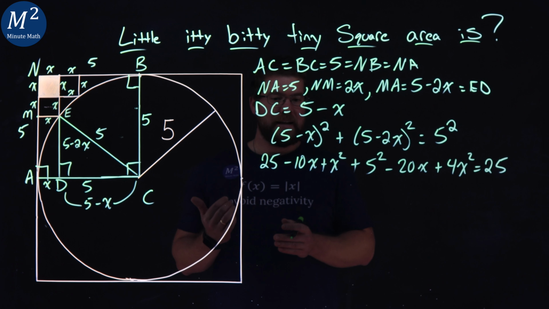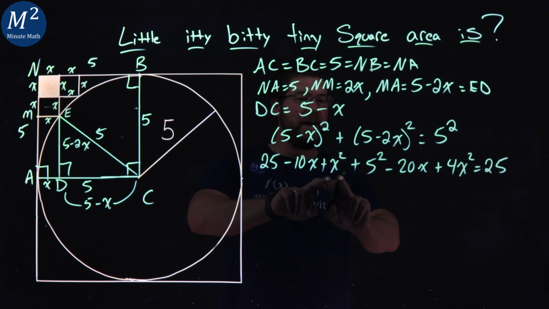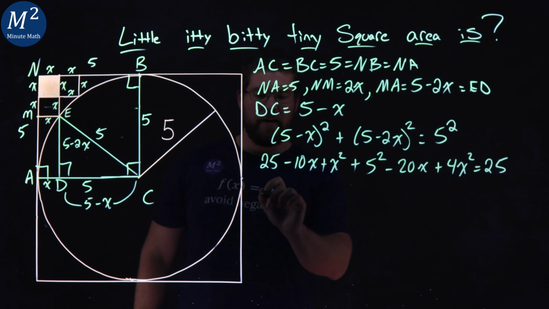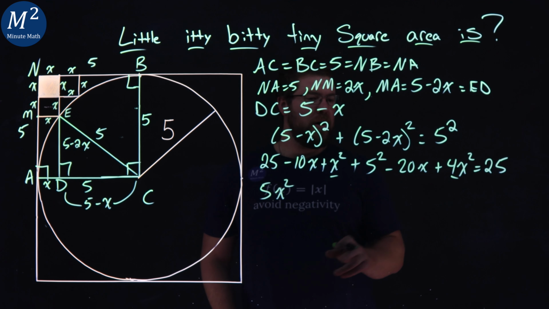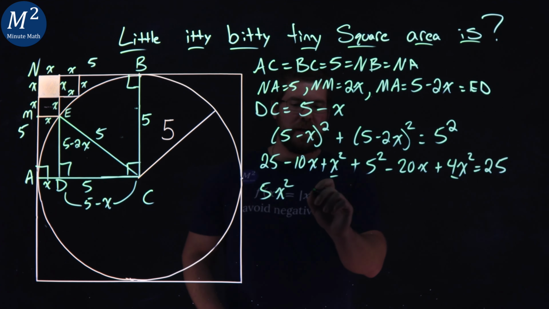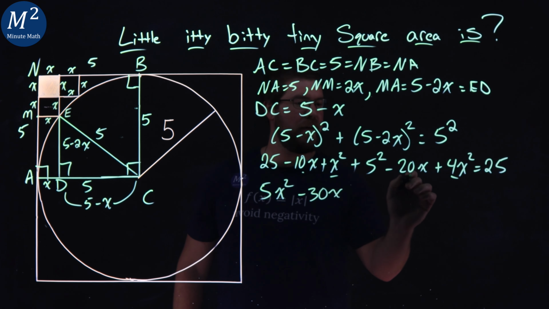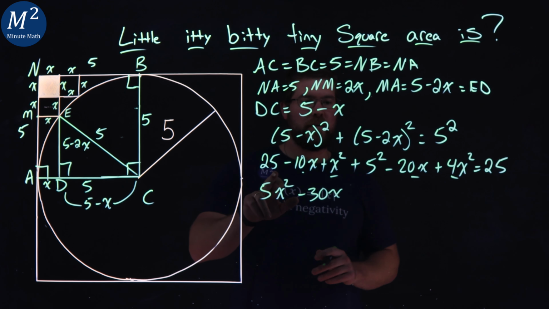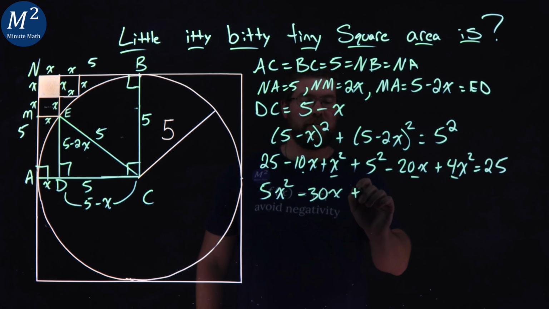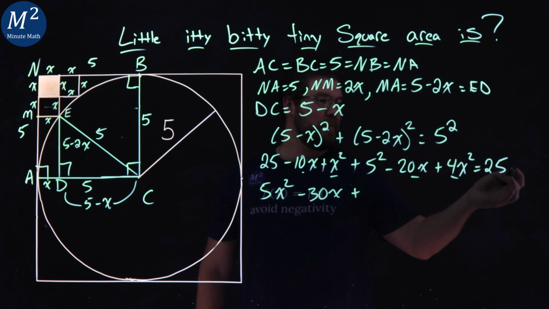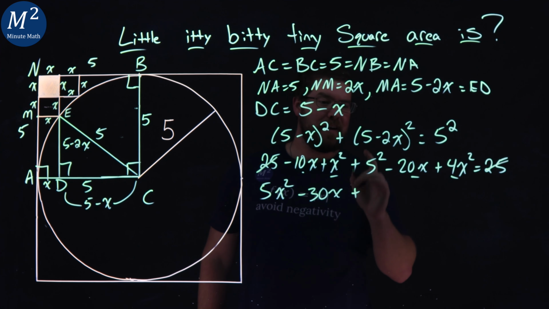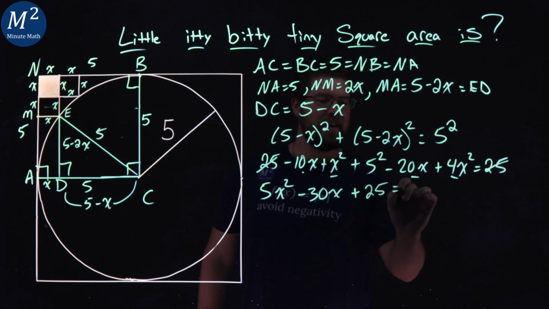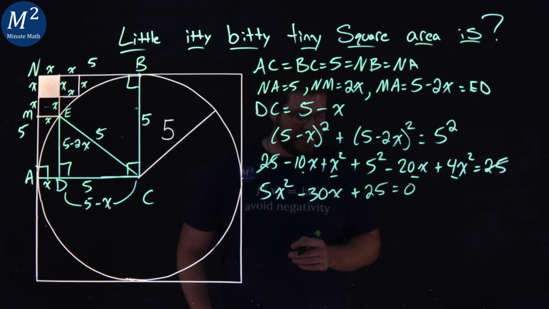Now we want to combine our like terms here. So we have 1x squared and 4x squared, which is 5x squared. Our x values, negative 10x and negative 20x, is negative 30x. Then we have 25 and 5 squared, but let's be smart about it: the 25 cancels with the 25 on the other side. And we have that equal to 0.